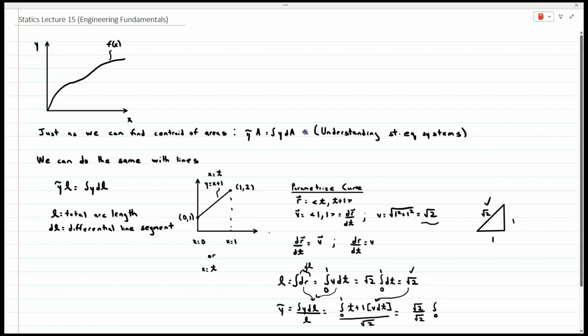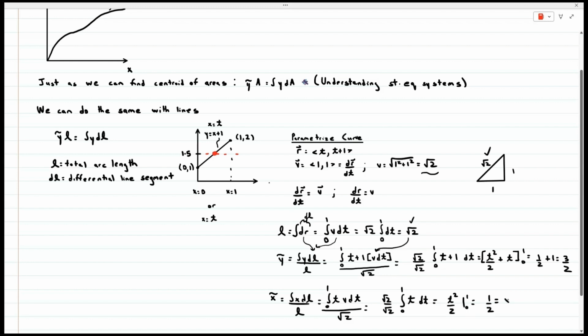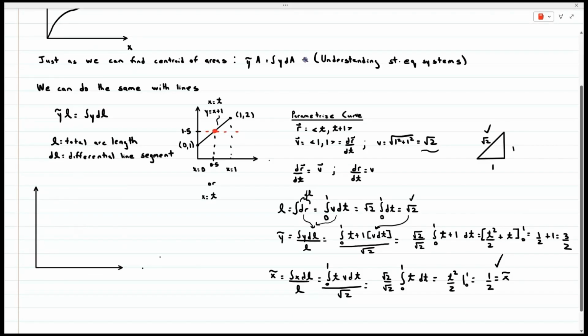We can go ahead and perform this integration. You can see that root 2 can be taken out, and after we integrate, we get 3 over 2, which kind of makes sense. It's 1.5. You would kind of expect the y bar coordinate of that line to be right in the middle. Same thing with the x bar coordinate. If we go ahead and integrate, what we get is that the x bar coordinate is equal to 1/2, which really makes sense. It's right there in the middle. The midpoint of that line is that line's centroid.